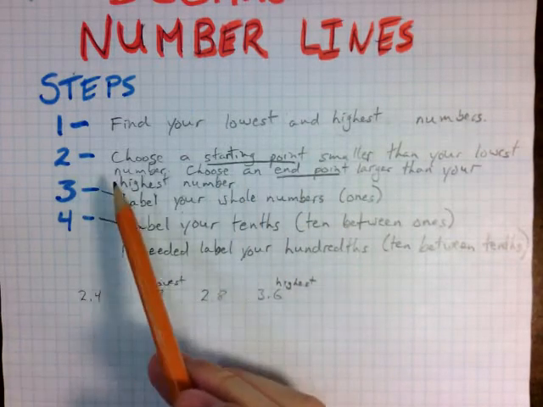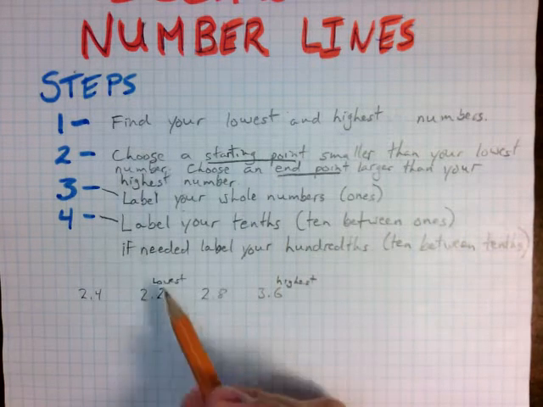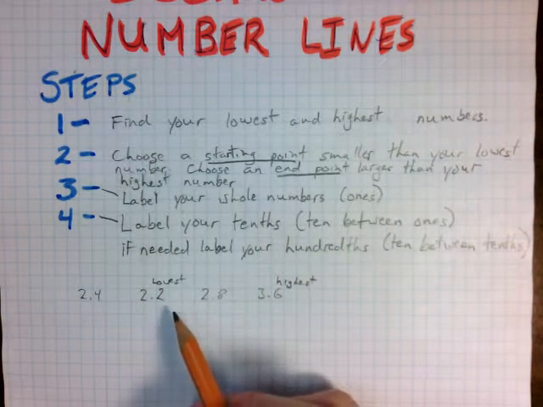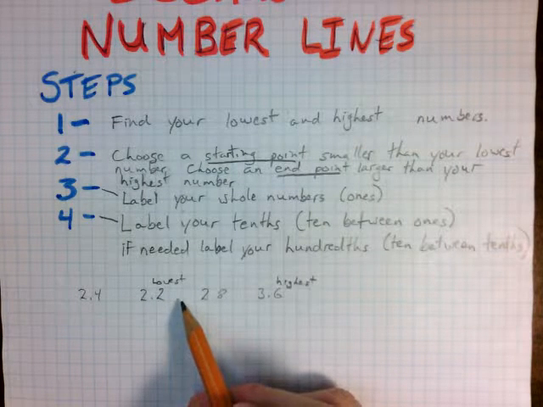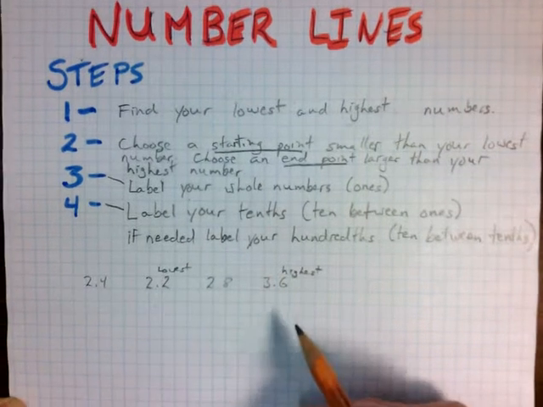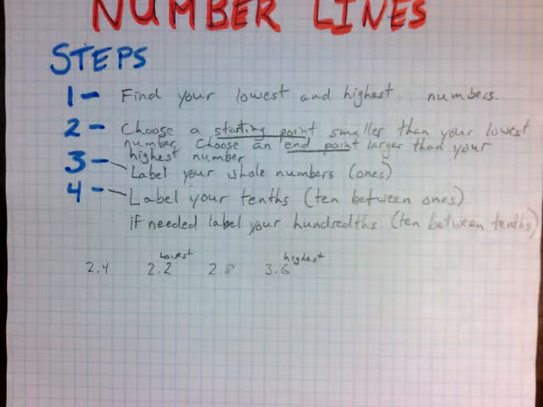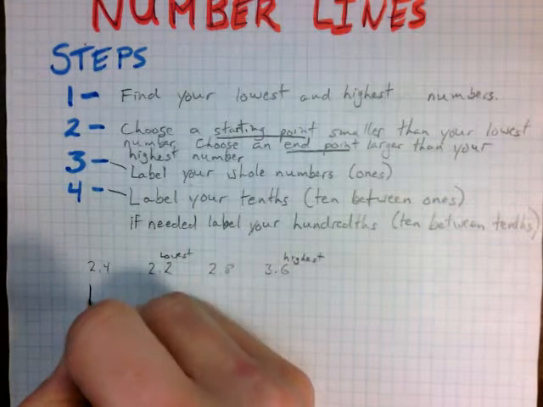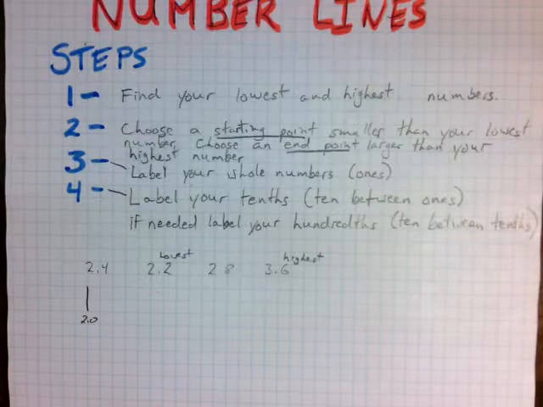Now step 2, choose a starting point smaller than my lowest number. So my lowest number is 2.2, or 2 2/10. A good starting point, something smaller than that, maybe would be 2, or 2.0. So I'm going to start at 2.0. That's up to you what you want to choose, but 2 is a nice even number, so let's start with that. There we go. There's going to be my starting point right there.